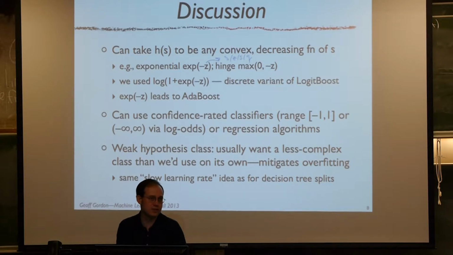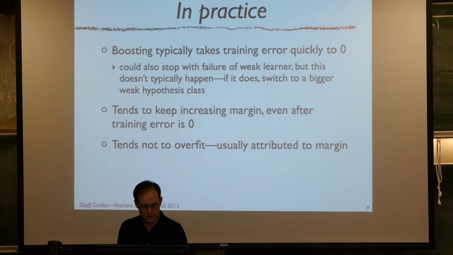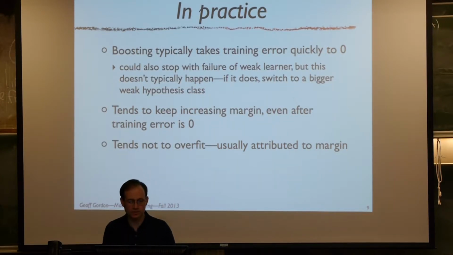And people will often, instead of decision stumps, just use shallow decision trees. When you run this algorithm, in practice, it will typically take your error very quickly to 0. In theory, it could also stop when your weak learning algorithm fails, right? It could be that your weak learner can't find a hypothesis that has a big enough edge, but that actually doesn't happen. And if it does happen, you just switch to a slightly bigger weak hypothesis class.